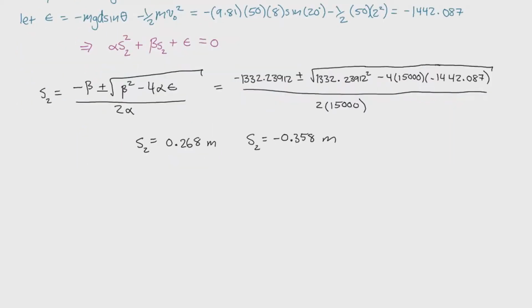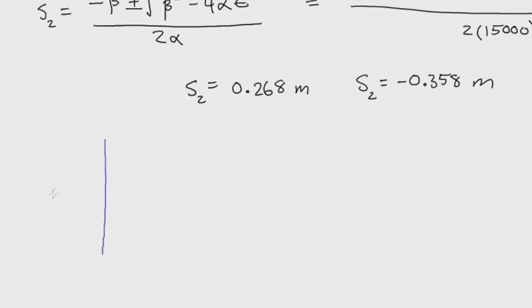So after plugging all these numbers into your calculator, you actually get two different values due to this plus or minus here. And you get S2 equal 0.268 meters, and you also get negative 0.358 meters. And the reason why is because this is a quadratic equation, so when you're solving this equation, you get something that looks like this. So what you're really doing is finding what values of S2 satisfy this equation when it touches the horizontal axis or when the equation equals 0.